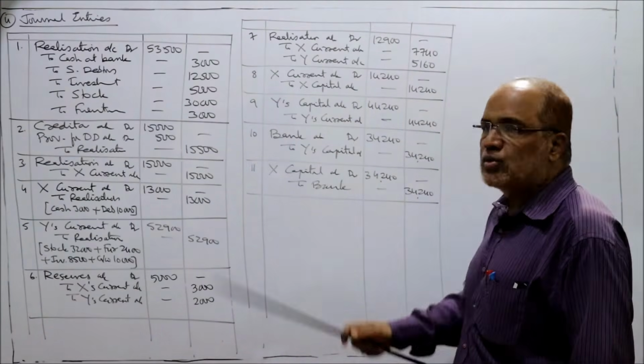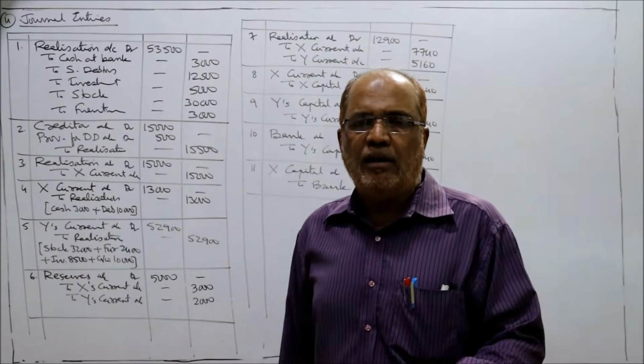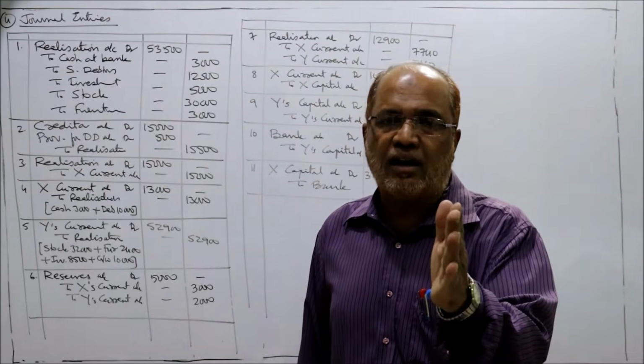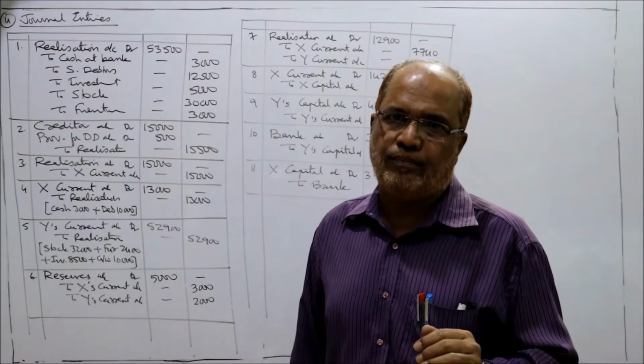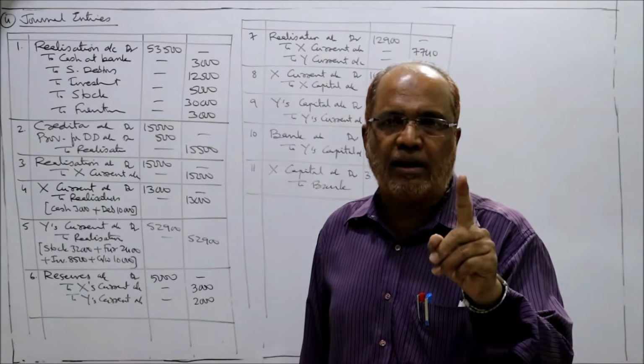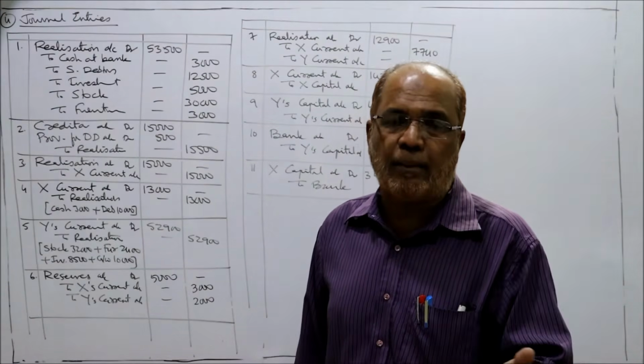That is done. After that, all the entries are complete. Now close the current account. Transfer the current account balance to capital account. This item was not there in previous problems. We had only capital account, but here we have current account and capital account.